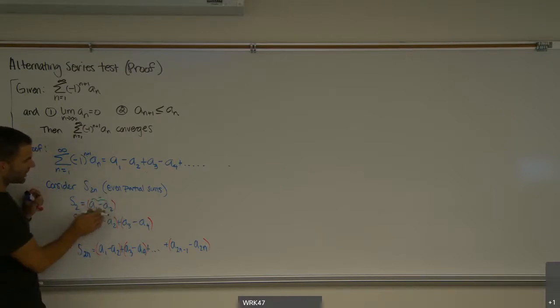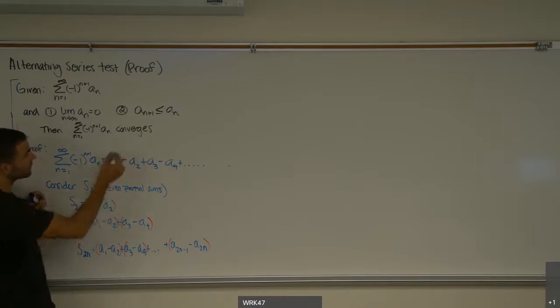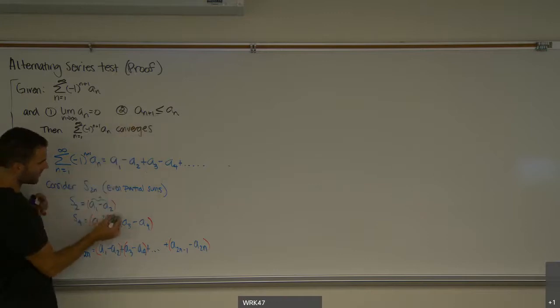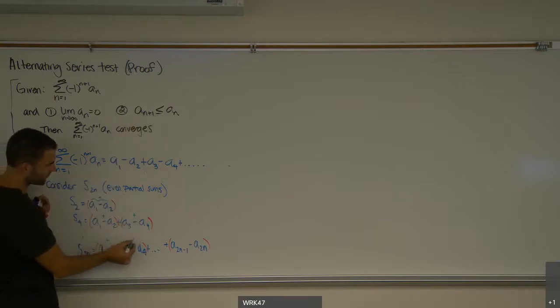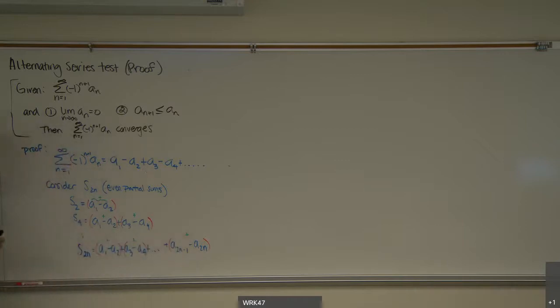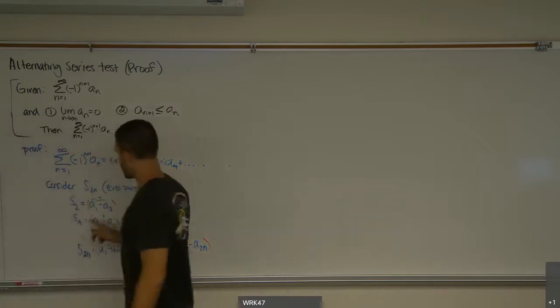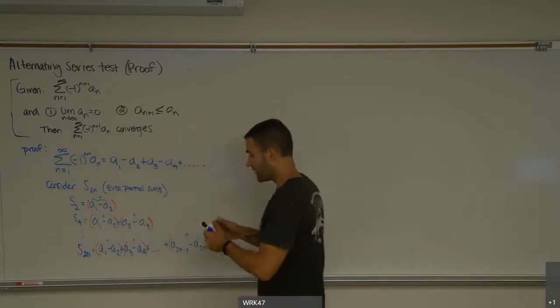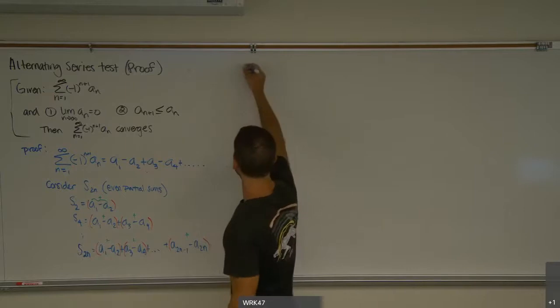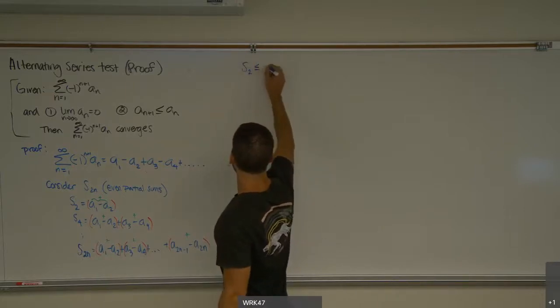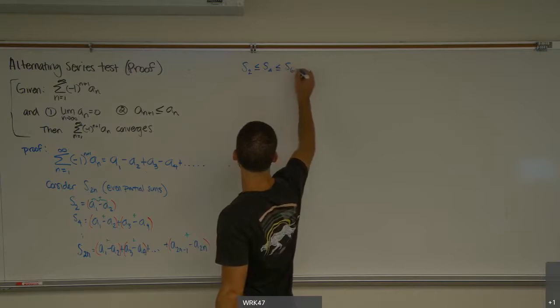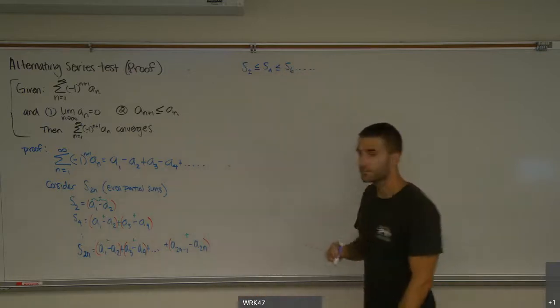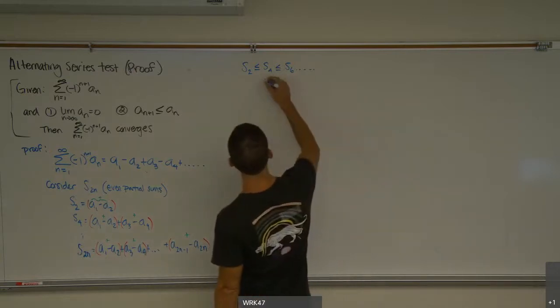Since A2 is smaller, I'm subtracting a smaller number from A1, and therefore it can't be negative. Well, it could be 0, worst case scenario, but it's always greater than or equal to 0. So all these terms are non-negative, meaning S4 is S2 plus a positive term. S6 is S4 plus another positive term. And so actually, if we look at the sequence of partial sums now, we have a monotonic sequence. The even partial sums are monotonic.